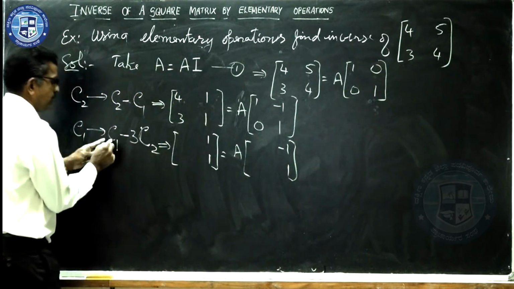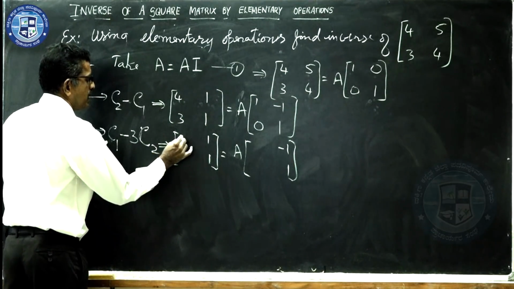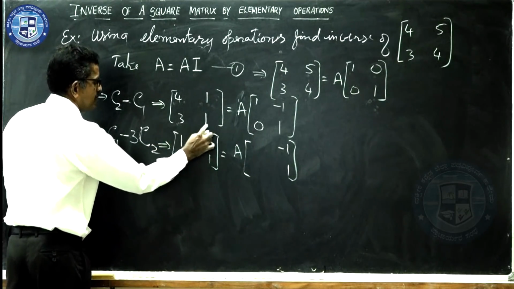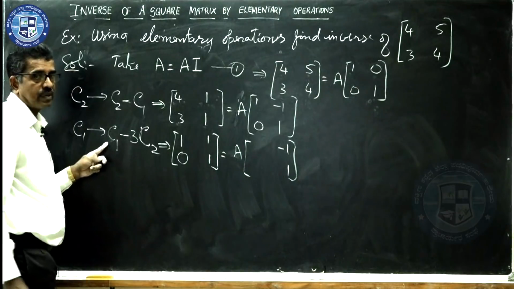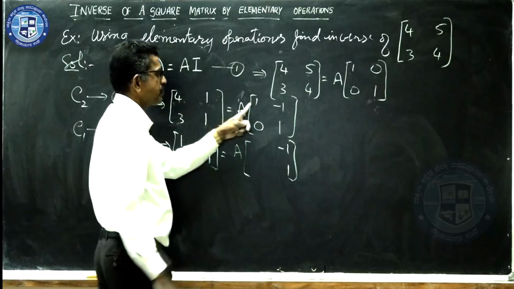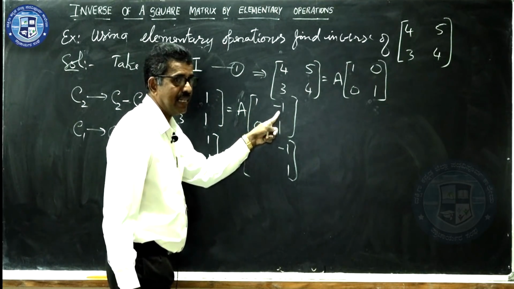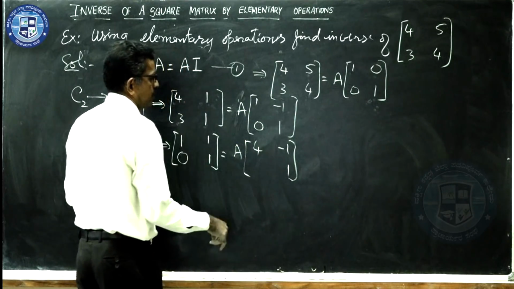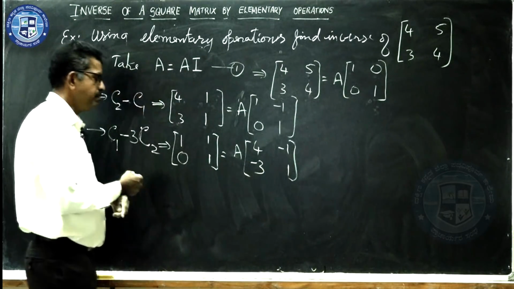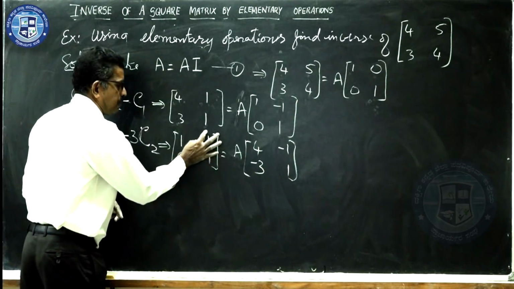First column, how is it changed? This minus 3 times 1. What is 4 minus 3 times 1? It is 4 minus 3, 1. 3 minus 3 times 1, minus 3. 3 minus 3, 0. And here you expect 1 minus 3 times this. 1 minus 3 times. It is minus or minus? Plus 3. 3 plus 1, it will be 4. And then 0 minus 3 times 1, it will be minus 3. Are you clear? Okay.